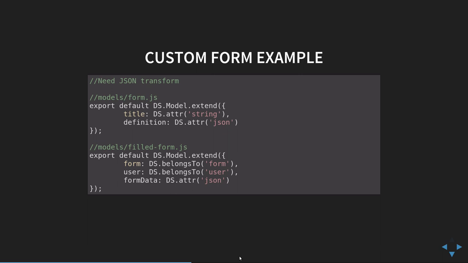And then we can have filled forms, which are the forms as filled in by the user. So every filled form will be linked to a form. It may have a user or any other set of attributes. But crucially, it will have a form data hash. And so for every form element that's defined in the model, we would then define what the user has inputted into that form in the filled form.